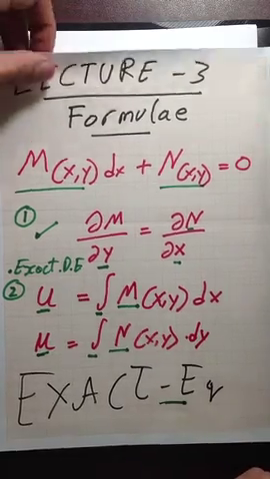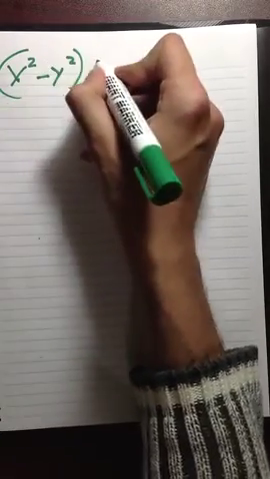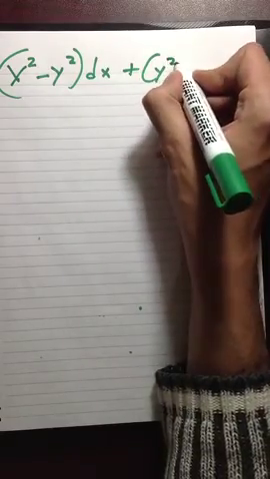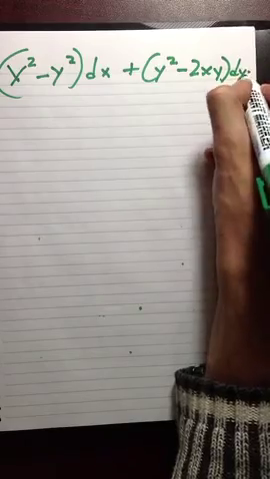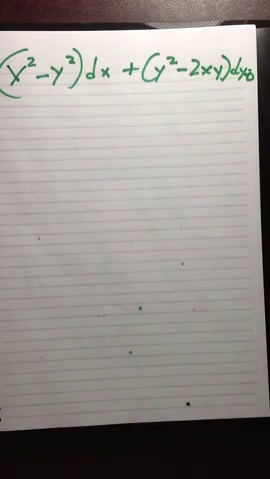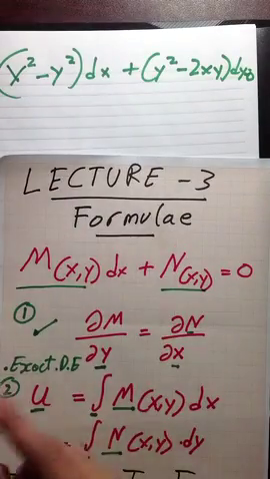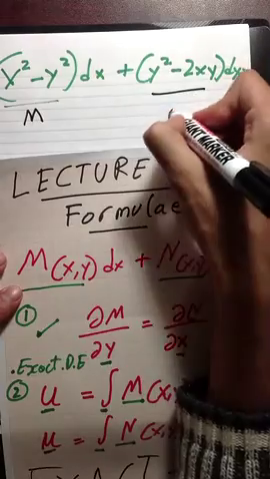Let me jump quickly to question 2 in sheet 2, which is basically (x squared minus y squared) dx plus (y squared minus 2xy) dy equal to 0. So back to the rules. The first thing we have to do is find M and N. According to the rules, this is M and this is N.